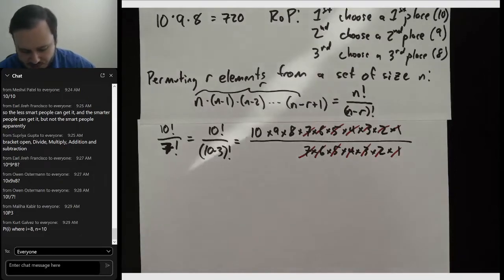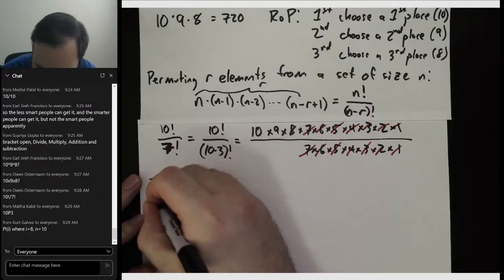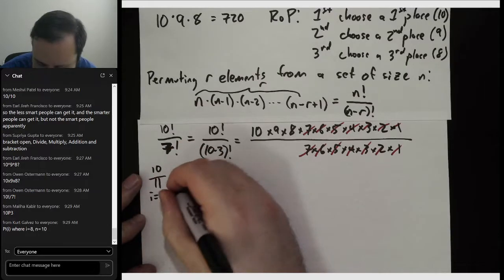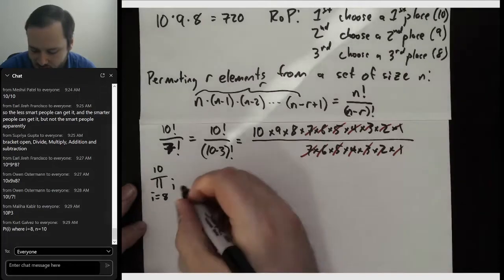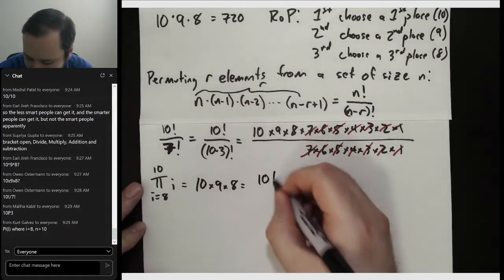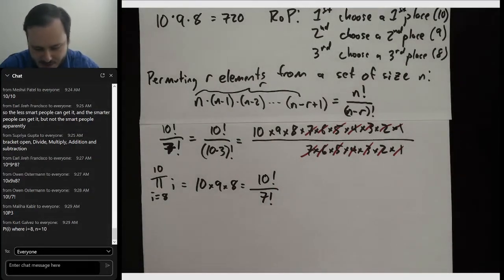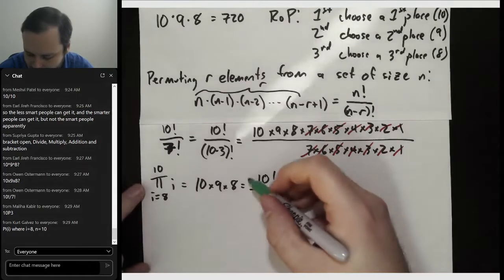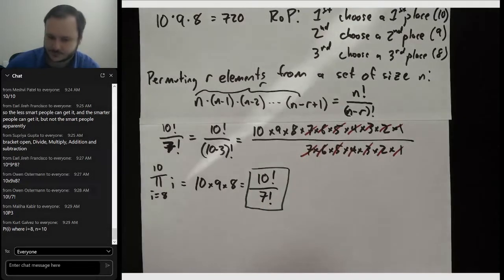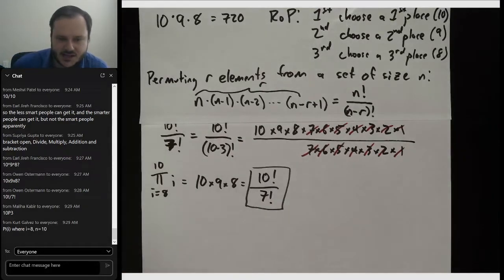So it's true that we could also write this in the form product i equals 8 up to 10 of i. This means the same thing. But this is going to be our preferred way of thinking about it. This is the answer that we'll expect to see on a test or a quiz most of the time.